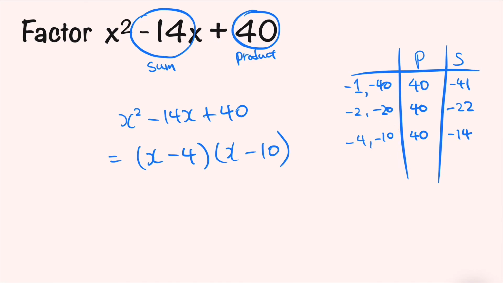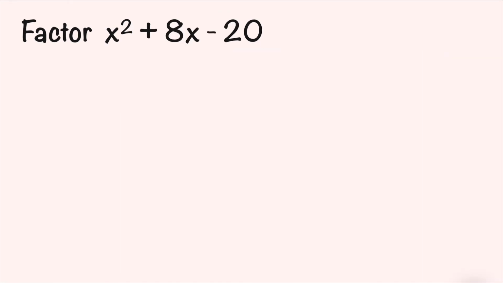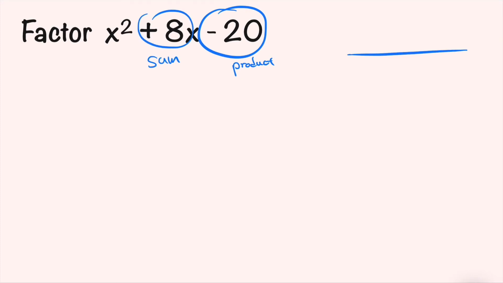Let's try the next question. Factor x squared plus 8x minus 20. This time our product is a negative number, but the sum is a positive number. When our product is a negative number, one of the two numbers that we're looking for is positive and one of them is negative. That's how, when you multiply them, they stay negative. But their sum is a positive number. That means that out of the two numbers, the smaller number is negative and the bigger one is positive. This is what I mean.